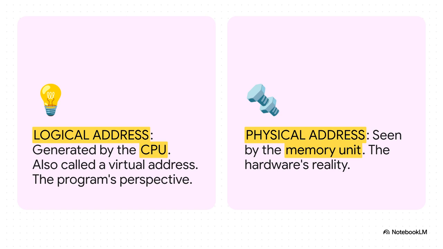As far as the program is concerned, it has its own private, clean stretch of memory, usually starting at address 0. On the other side, you have the physical address. This is the real deal address that the memory hardware understands, the hardware's reality. And here's the truly mind-blowing part. The program has absolutely no idea where it actually is in physical memory.